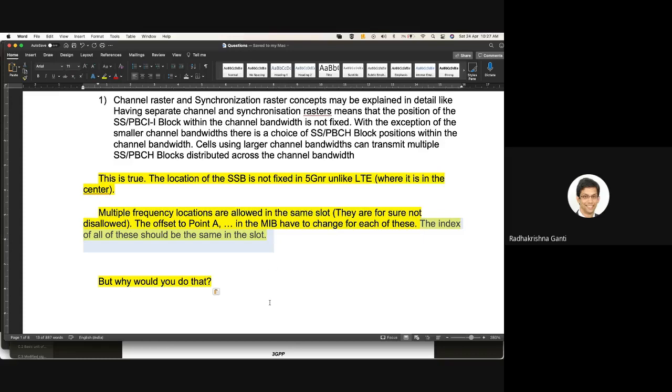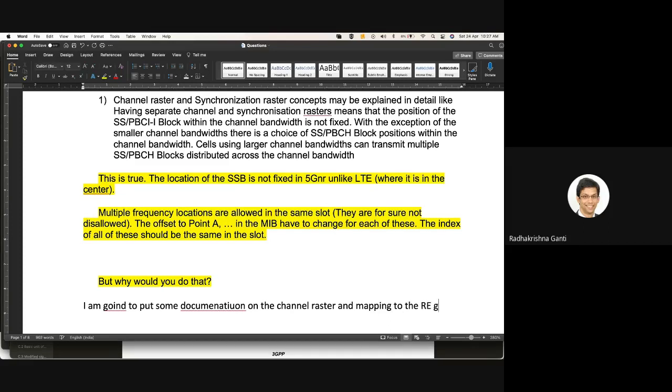Okay, so what I'm going to do from my side is put some documentation on the channel raster and mapping to the RB.